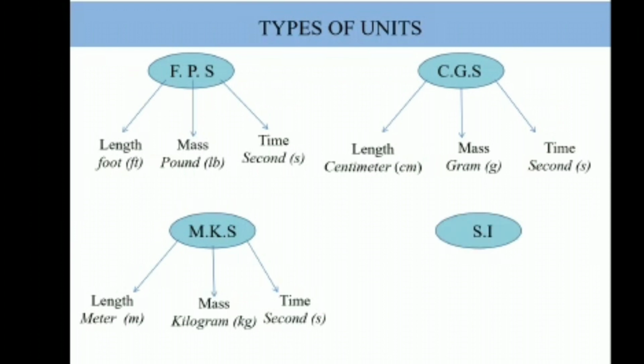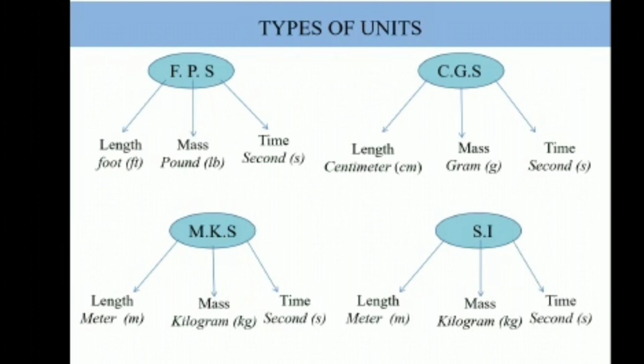And the fourth one is the international system. International system is the same as MKS system. So this metric system is also referred to as the international system of units. Length here is measured in meter. Mass, a fundamental physical quantity, is measured in kg. And time is measured in second.